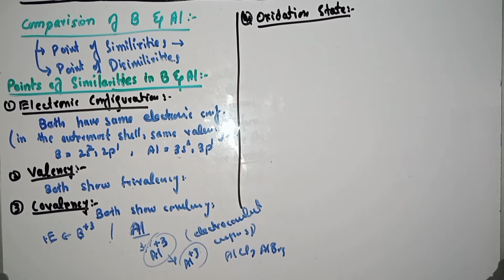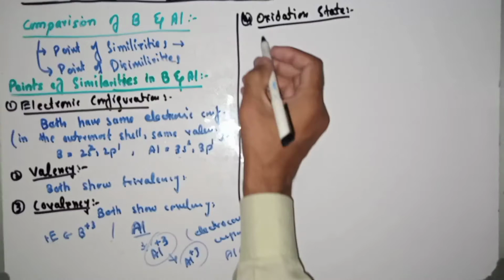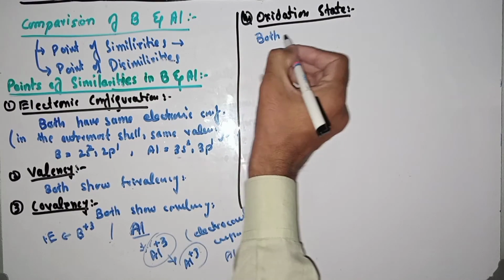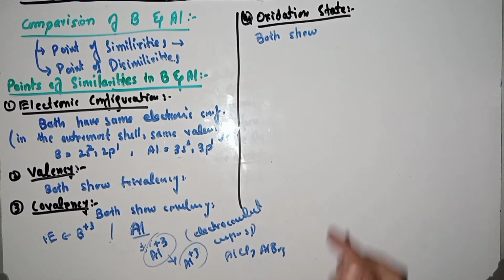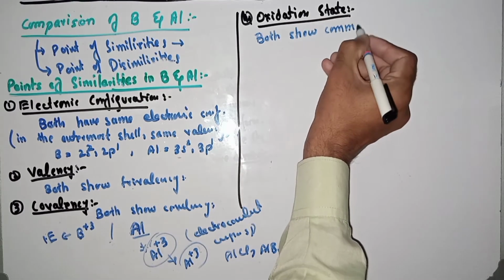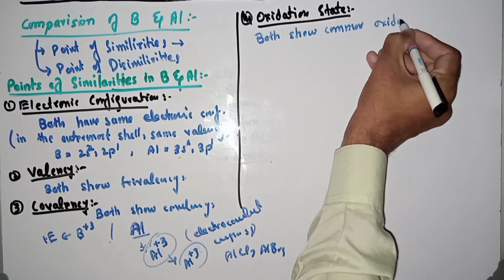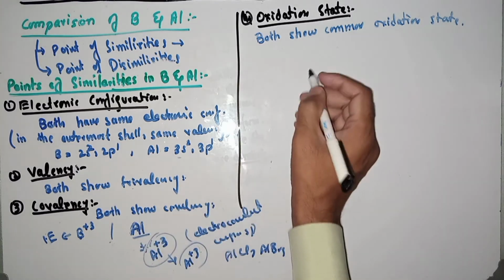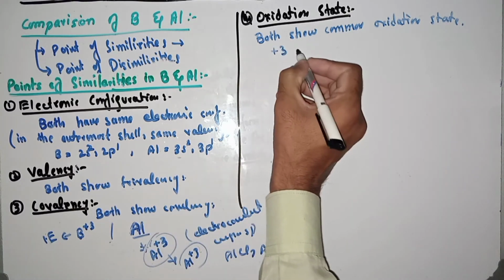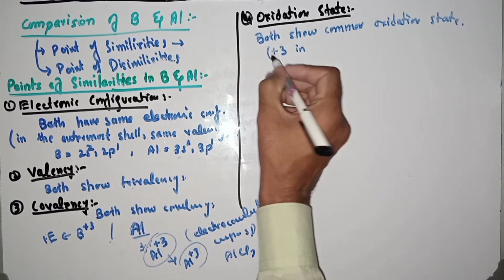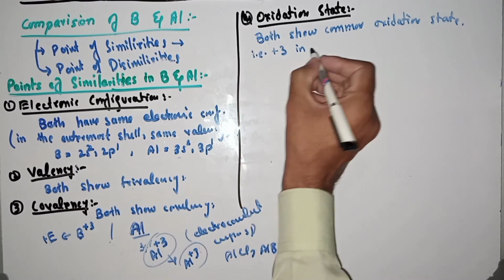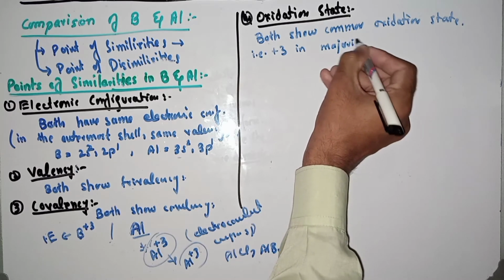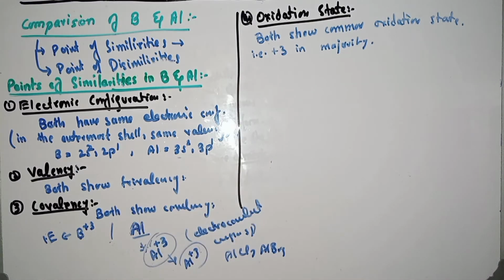Oxidation state. Both show the common oxidation state, that is plus 3 in majority of compounds. And this is the same oxidation state for both aluminium as well as boron.